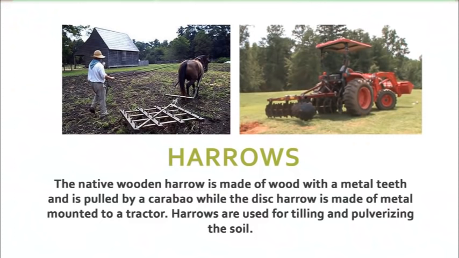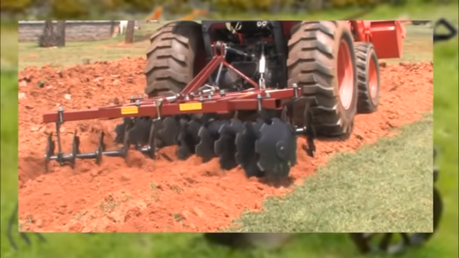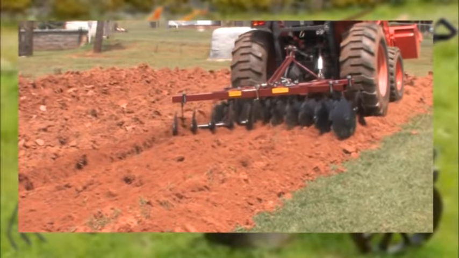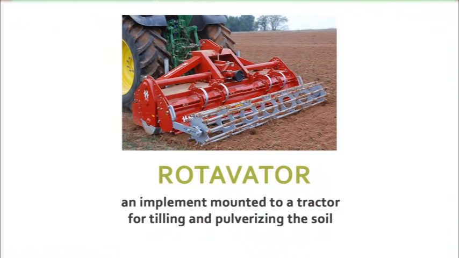Harrow. The native wooden harrow is made of wood with metal teeth and pulled by a carabao, while the disc harrow is made of metal mounted to a tractor. Harrows are used for tilling and pulverizing the soil. We also have rotavator, which is an implement mounted to a tractor for tilling and pulverizing the soil.